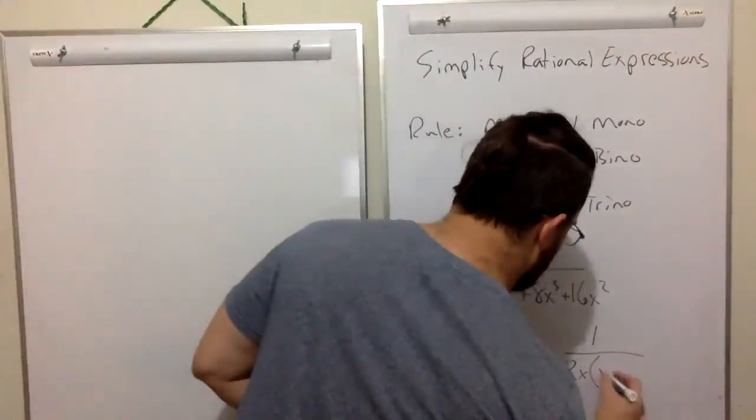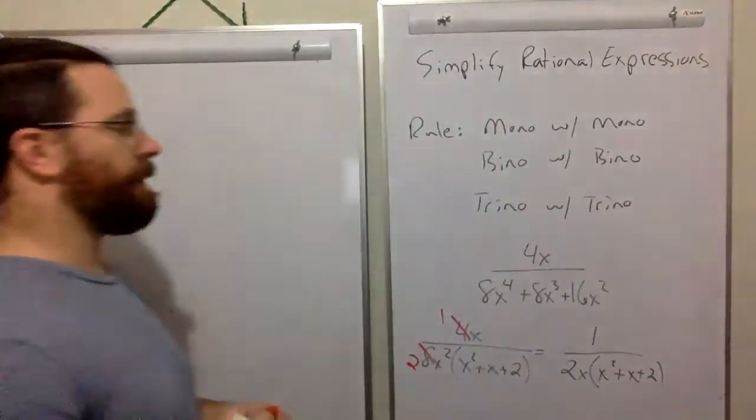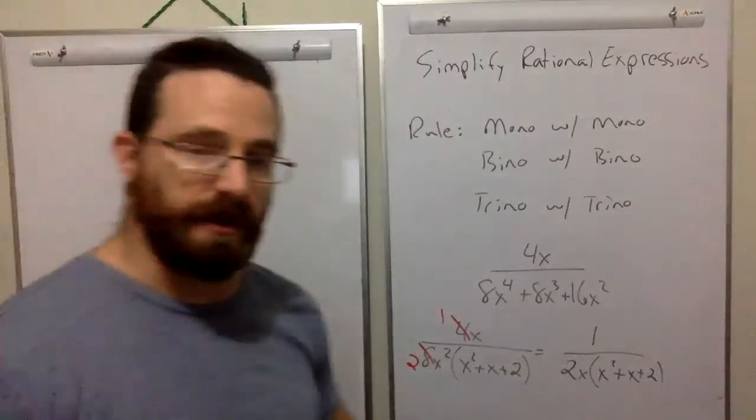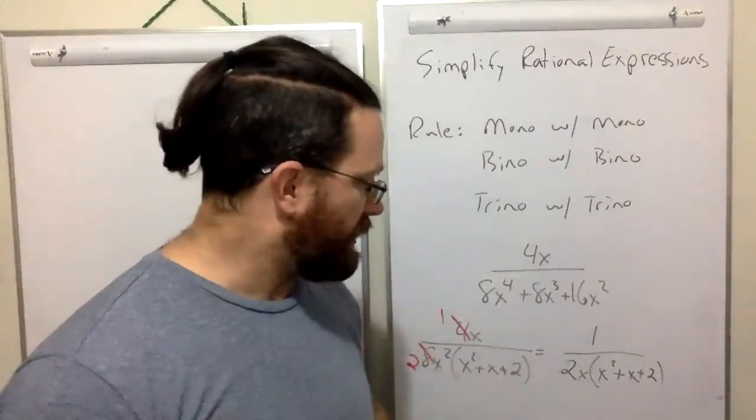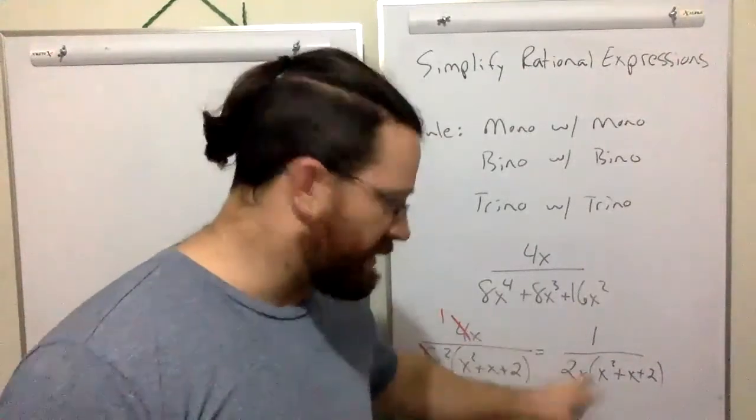And then you still have x squared plus x plus 2. And that would be your final answer. There's nothing more that can cancel. You don't have to multiply the 2x times this, leave it separate. This is the final answer.